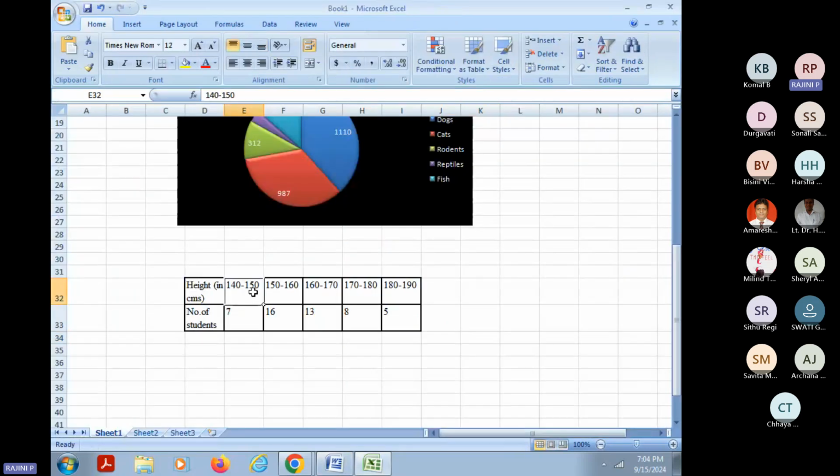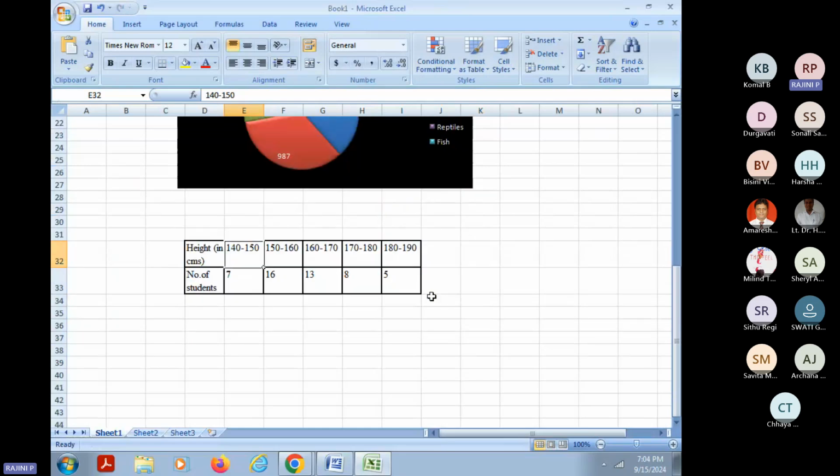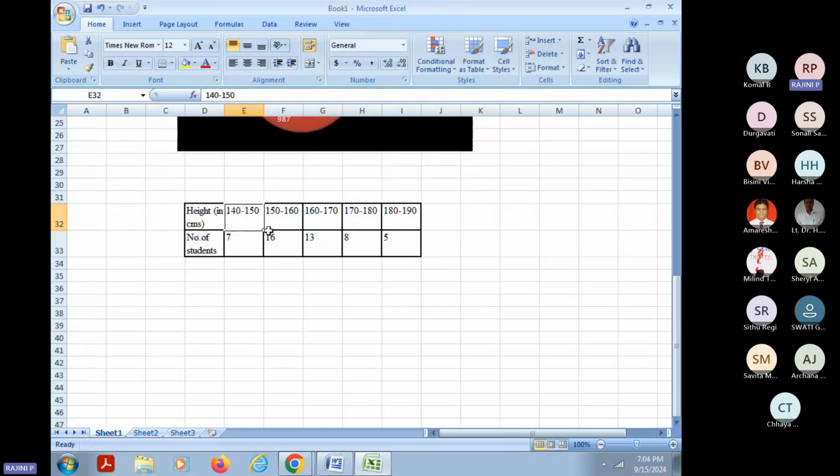So 140 to 150, I changed the data a little bit. Why, I'll tell you later. So 140 to 150 centimeters height, how many students are there in the class? 7 students. 150 to 160, how many students are there? 16 students. 160 to 170, 13 students.